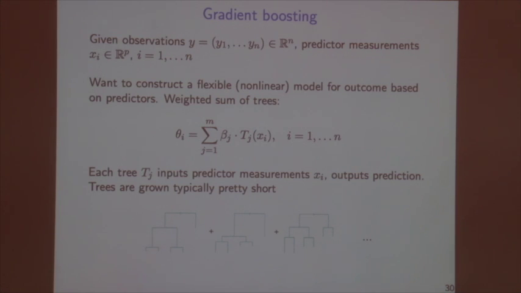And our goal is to construct a nonlinear predictive model. It's a function of these predictors xi, and it uses trees. So we want our model to be a weighted sum of trees. So our predictor theta i for the response on the ith individual has to be a convex combination of trees with weights beta j. And we want to figure out the optimal trees and the optimal coefficients beta j.